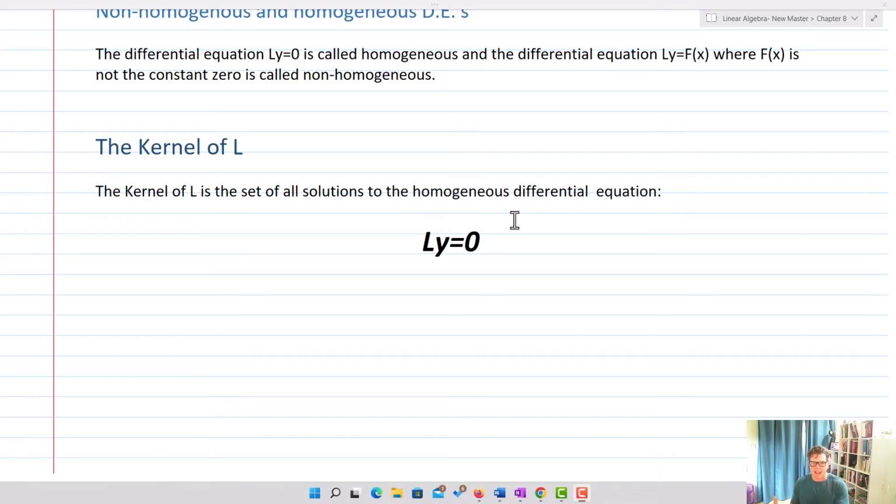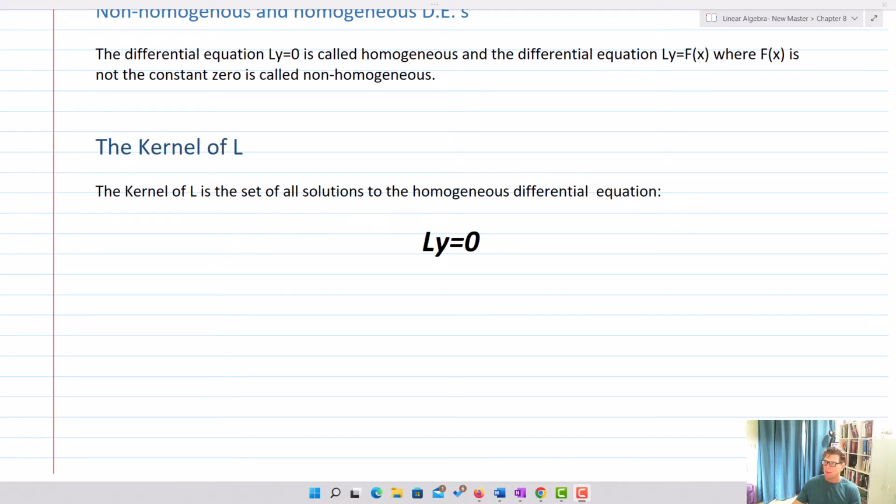This makes sense because remember the kernel is the set of all vectors v such that T of v equals 0 if we have a linear transformation. L is a linear transformation. Y is what we call the vectors that we are actually operating on. So if we set it equal to 0, we should end up finding a kernel. That's the idea. We want to find the kernel, so it's going to be the set of all solutions to Ly equals 0.